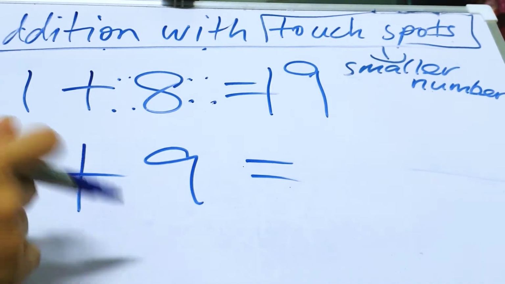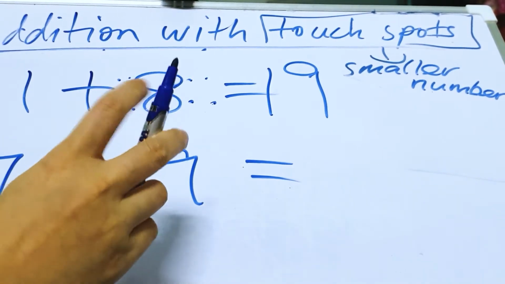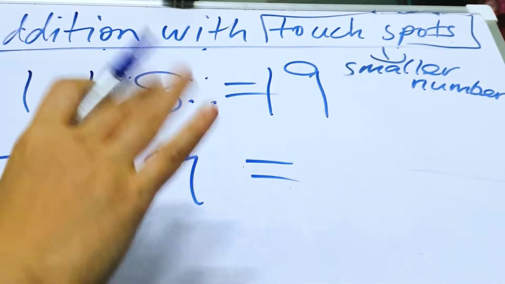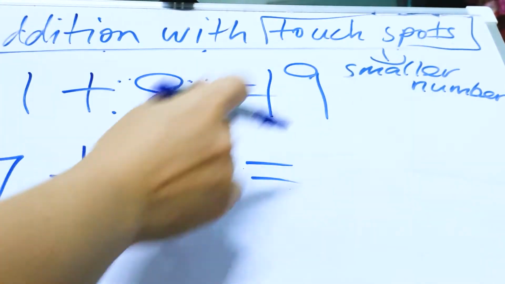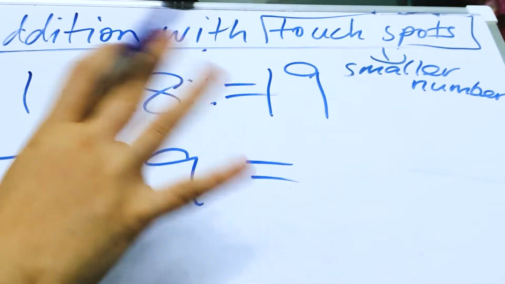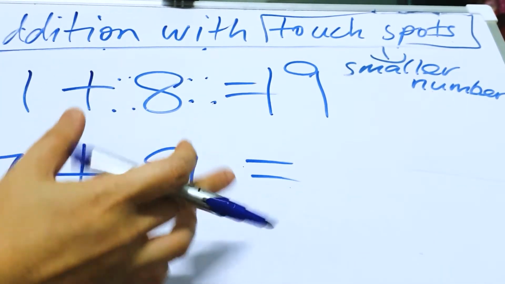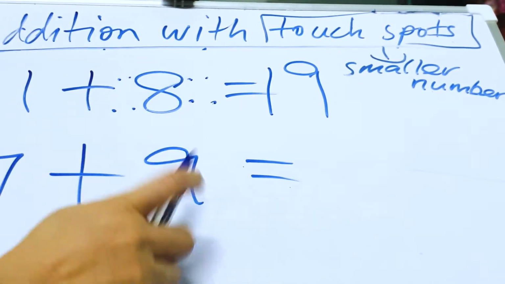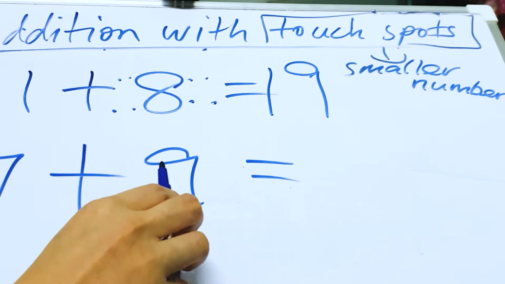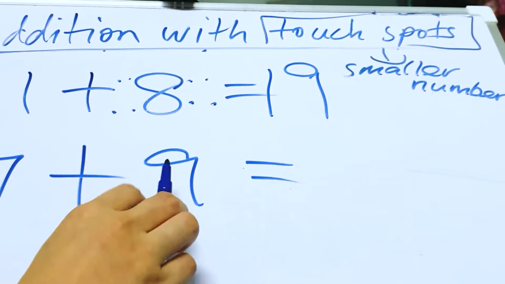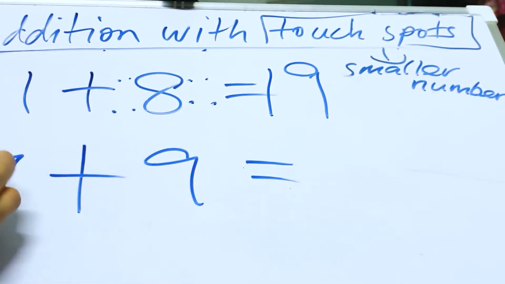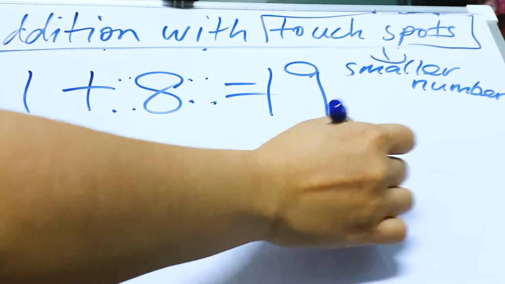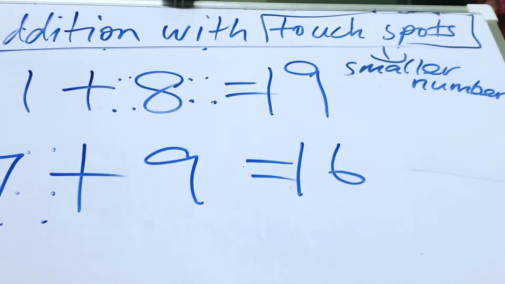Some children are very smart. They just count in the head. No need to use fingers anymore because you have Touchspots. No need for fingers because it's more than 10. You know the Touchspots already. Some children, they are very smart, they say 9, 10, 11, 12, 13, 14, 15, 16. The answer is 16. Is this a fast way?